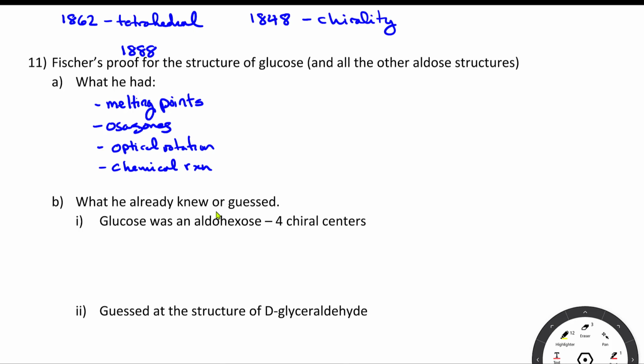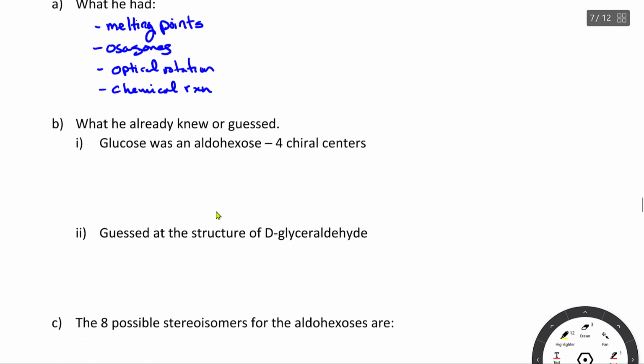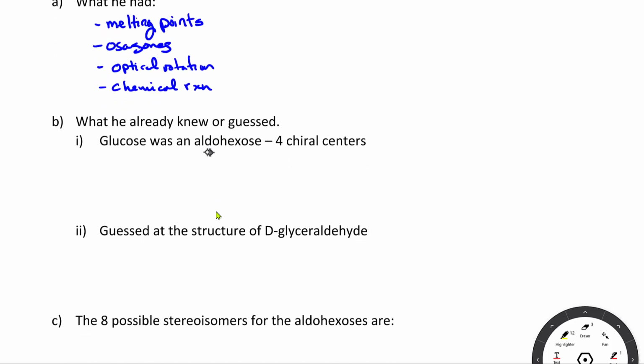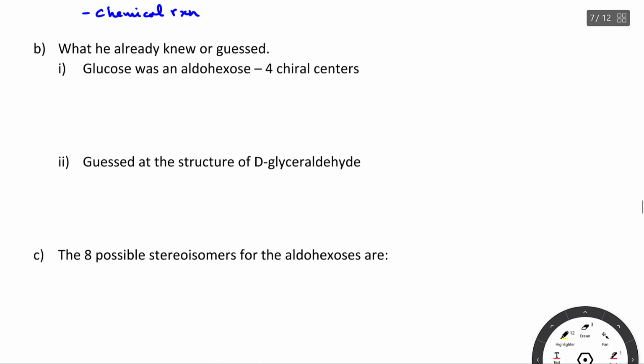So he knew glucose had 4 chiral centers in it. So he knew it was an aldohexose. He knew it had 6 carbons in it, and he knew that it had 4 chiral centers. Let me draw this out.